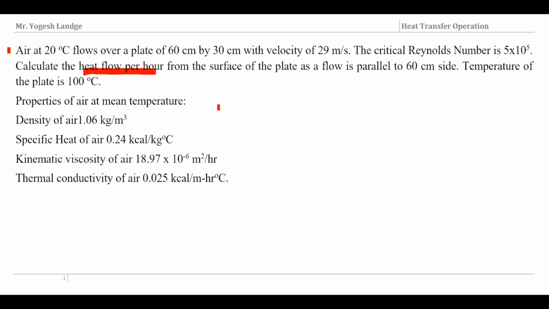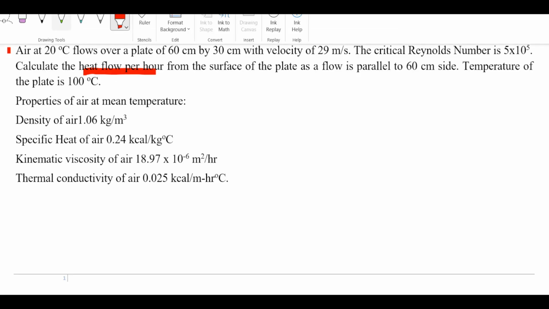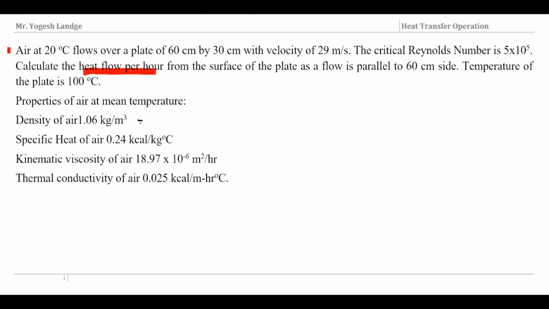On the basis of the data which is given, we try to calculate the rate of heat transport, that is Q. In the statement, the density is given, this is the density, this is the specific heat. The kinematic viscosity is given. Here we are not given the dynamic viscosity, and the thermal conductivity is given. So first we will write all this data.